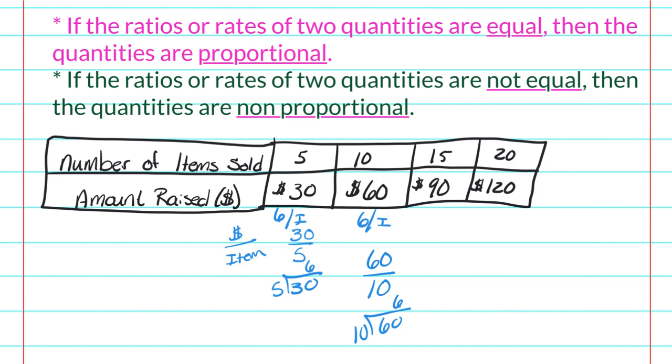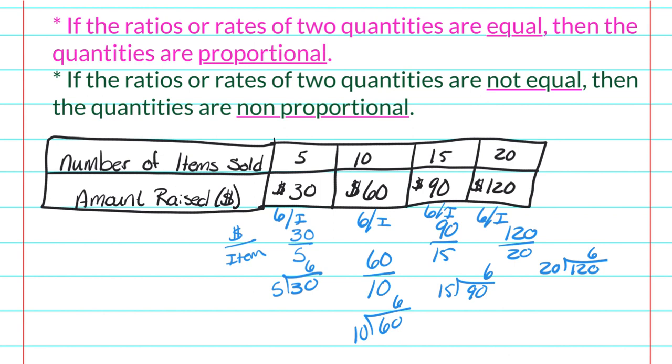About 15 and 90. So 15 and 90, I can go ahead and put $90 over 15. 15 goes into 90 6 times. That is also $6 an item. And last but not least, for 20 items and $120, 20 goes into 120 6 times. That is also $6 an item.